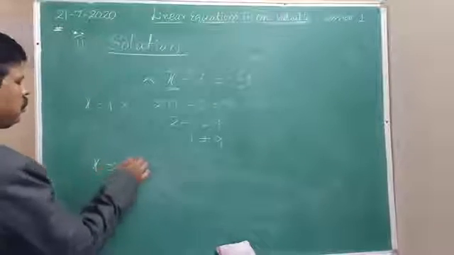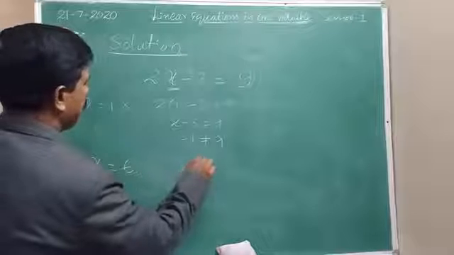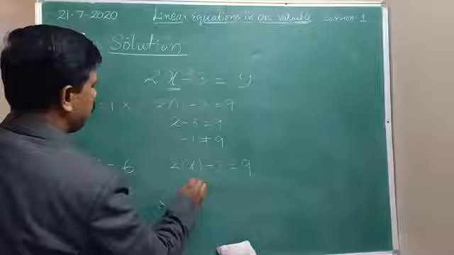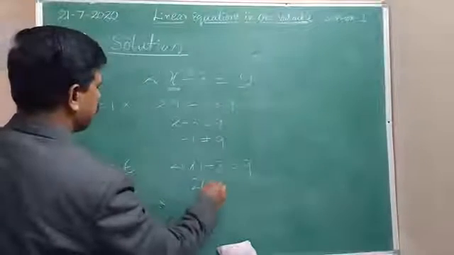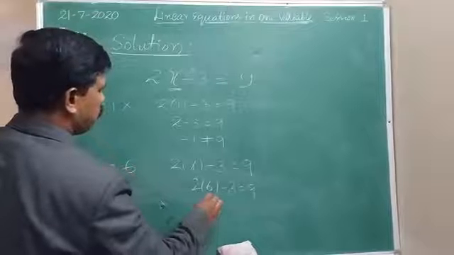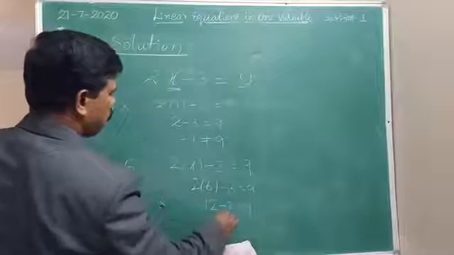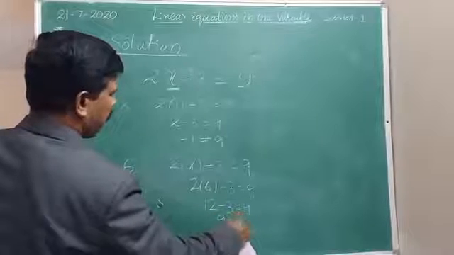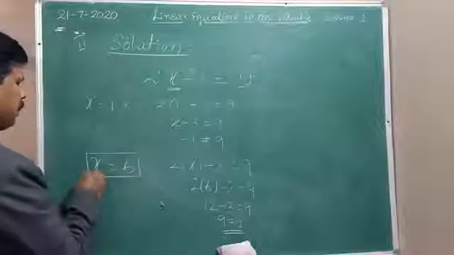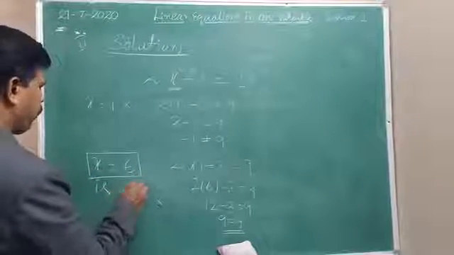If you put x is equal to 6, then 2 into x minus 3 is equal to 9. Then 2 into 6 minus 3 equals 9. So 2 sixes are 12, minus 3 equals 9. So 9 is equal to 9. Therefore, x is equal to 6 is a solution of this linear equation.